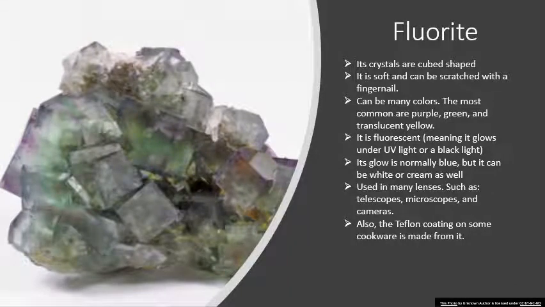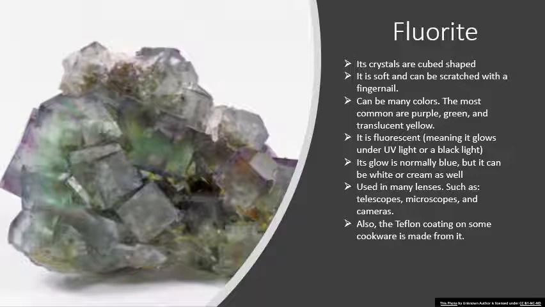The first mineral we're going to talk about is fluorite. Its crystals are cube-shaped. Looking at this picture, you can see the cubes in this picture. It is soft, and it can be scratched with the fingernail. As we talk about rocks and minerals, you'll learn that the scratch test is one that they actually use pretty often.